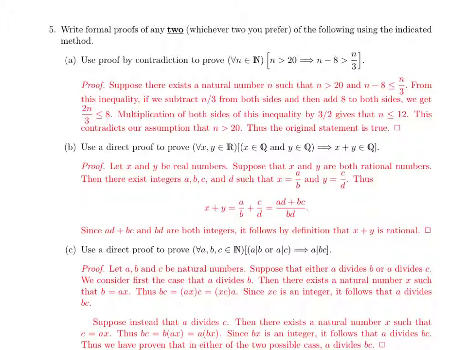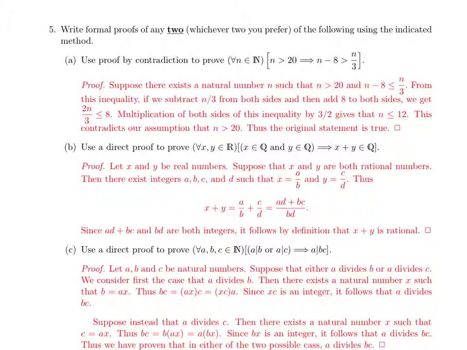And then multiplication of both sides of this inequality by 3/2 gives that n is less than or equal to 12, because 12 is equal to 24 divided by 2. And now you see we get a contradiction from the fact that n is also supposed to be bigger than 20, thus the original statement is true.